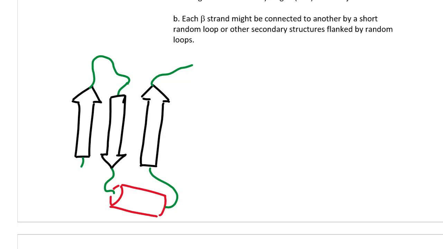Now I can get a little bit deeper and say that, okay, it has a beta sheet where 2 beta strands are attached to each other by a random loop right here, and another beta strand is part of the beta sheet, but there's an alpha helix between them right here. So that gives me a little bit more information about the structure of the protein.